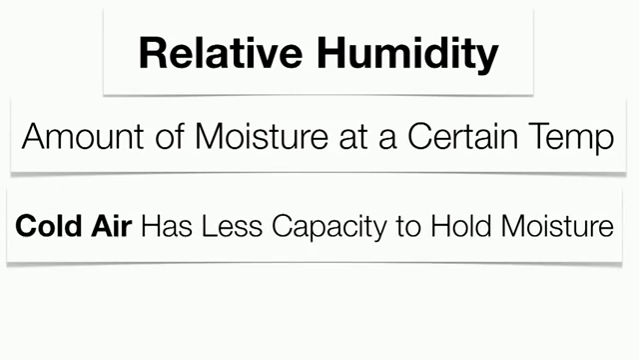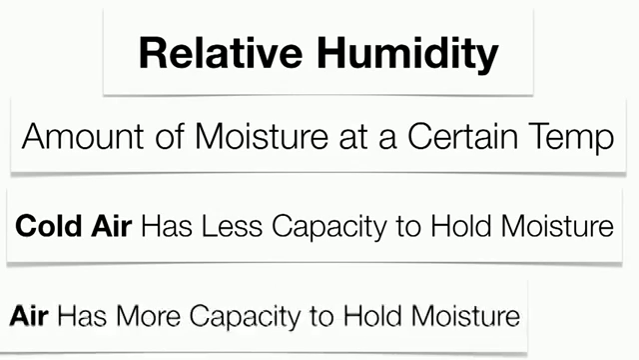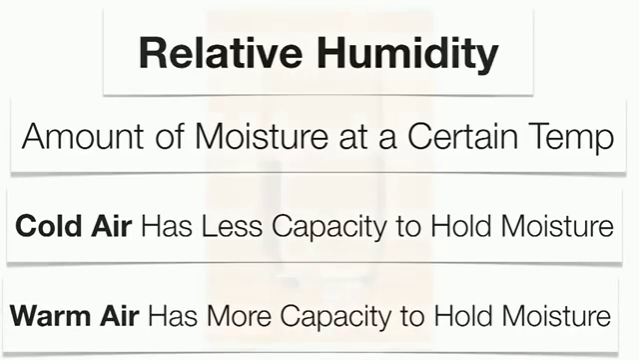Well, relative humidity is the amount of moisture that the air is holding at a specific temperature. Cold air has a very different capacity to hold moisture than warm air does. We'll explain why that is a little bit later on.